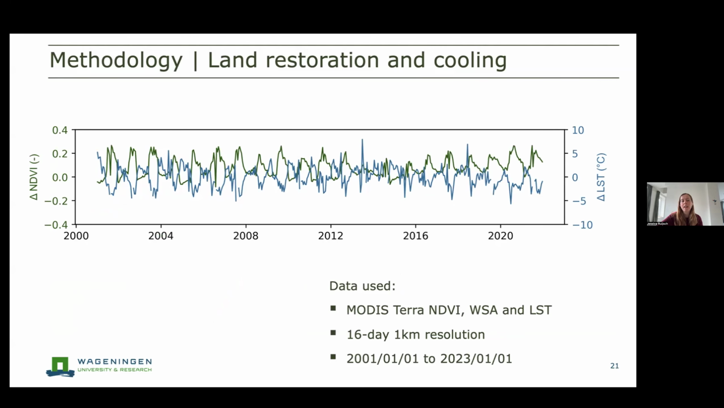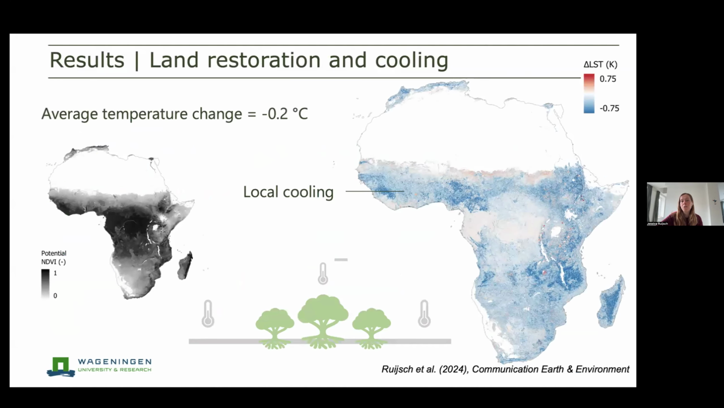You can use these relationships to make a prediction of the local cooling potential of land restoration, which you see in the map on the right. I first made a map of potential NEVI, which you see here. This is mainly how large the NEVI could be given the climate constraints. It doesn't take into account anything like needing space for agricultural cities or things like that. It's more how much vegetation this specific region can have. Then we use this map and the relations that we derived earlier to make a prediction of the local cooling which could be achieved due to land restoration.